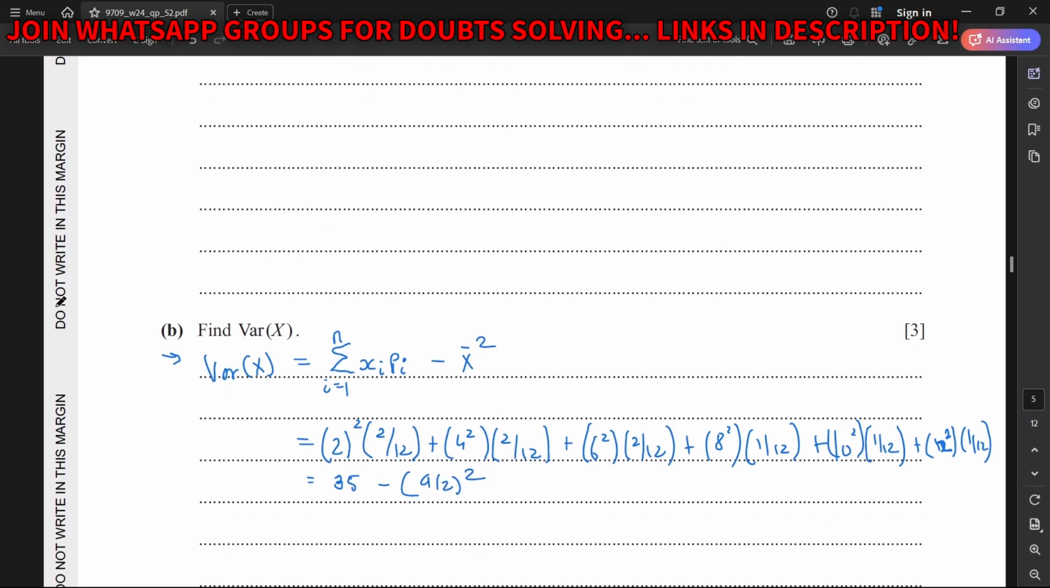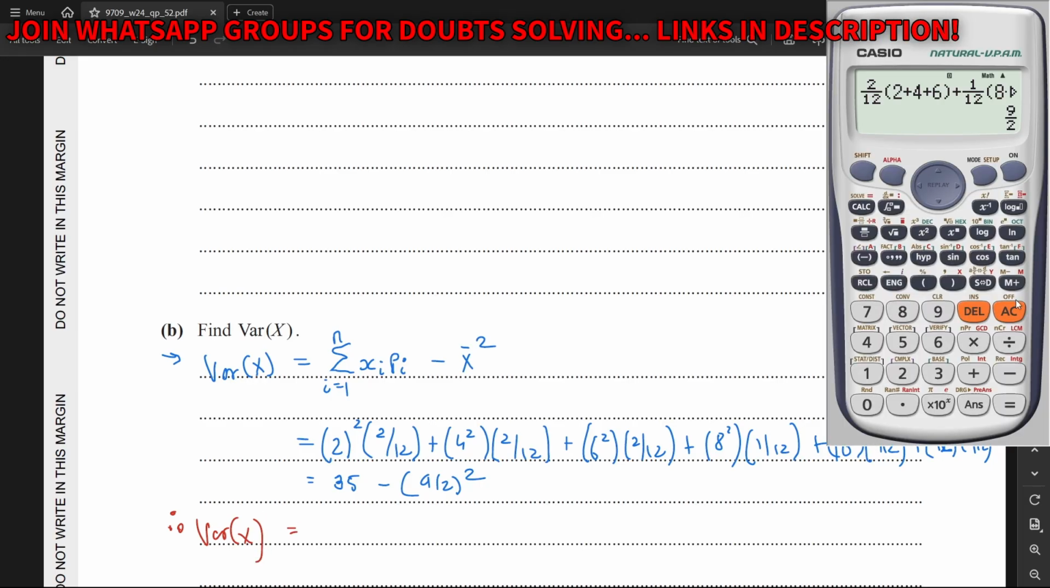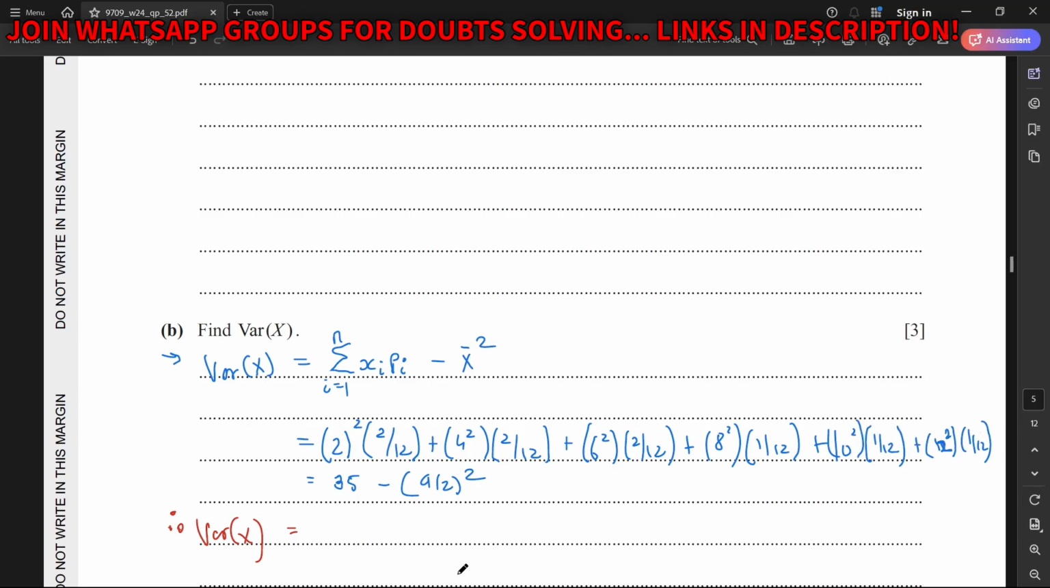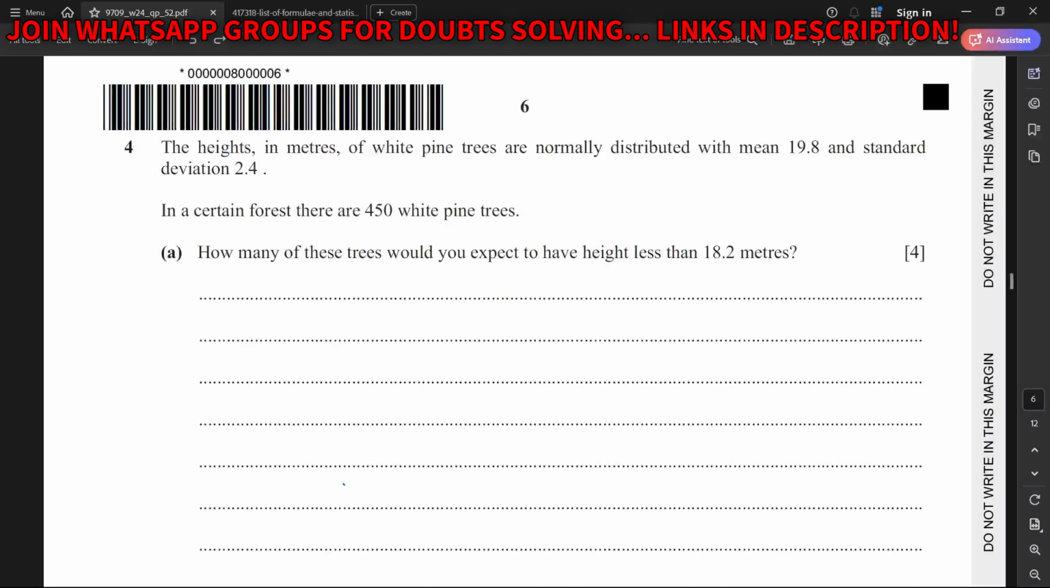And therefore, based on this, let's see what is the final value of the variance that we're going to get. So in my CAIE, I'll be writing 35 minus answer square. So it comes out to be 59 by 4 or 14.75. So 14.75 is what I can write. So that becomes our final answer. And now let's move on to question number 4.